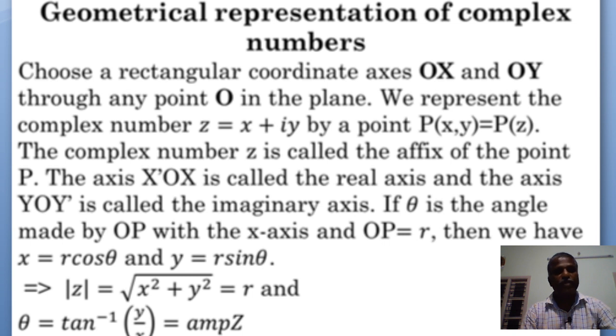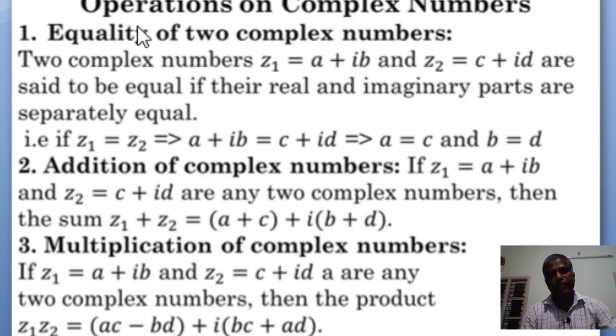Let us know some operations on complex numbers, similar to the operations on real numbers. Here also we have operations like addition, subtraction, multiplication and division, as with real numbers. We have to do the same operations on complex numbers, and also some different operations. Let us see one by one. Equality of two complex numbers.